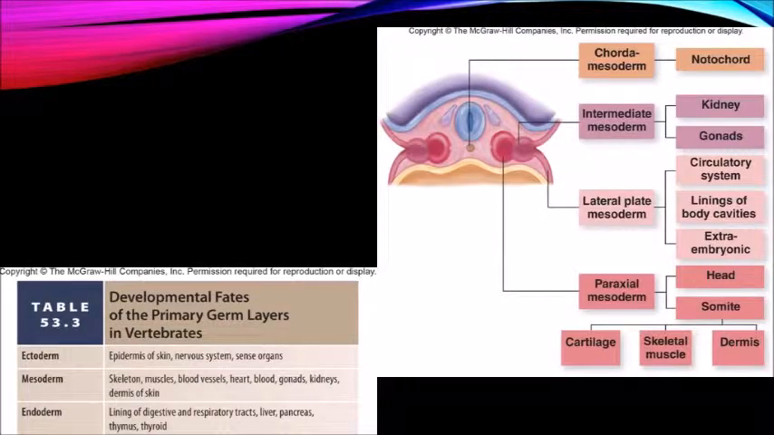The 3rd step in animal development is gastrulation. Gastrulation forms 3 primary germ layers: endoderm, mesoderm, and ectoderm. The endoderm. The endoderm is the innermost of the 3 primary germ layers of the embryo. It forms the digestive tract and its derivatives.